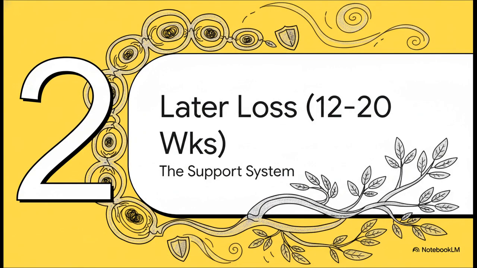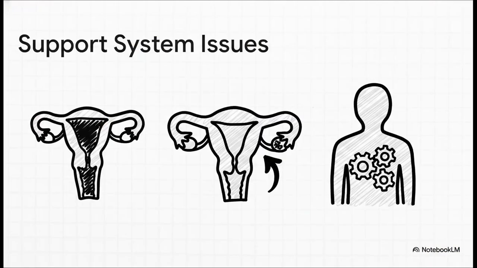Okay, so let's move on to our second timeline. If a pregnancy makes it past that 12-week mark, the chances of a major genetic issue drop way down. So now our focus shifts. It moves away from the fetus's blueprint and onto what we'll call the maternal support system, basically the environment where the baby is trying to grow. So what can go wrong with this support system? Well, the issues tend to fall into a few main buckets. We're talking about structural problems with the uterus itself, a weakness in the cervix, or maybe some underlying systemic diseases in the mother that can affect the pregnancy.